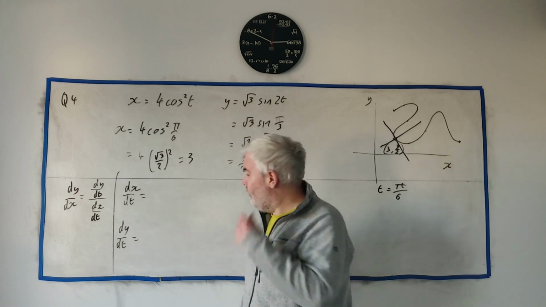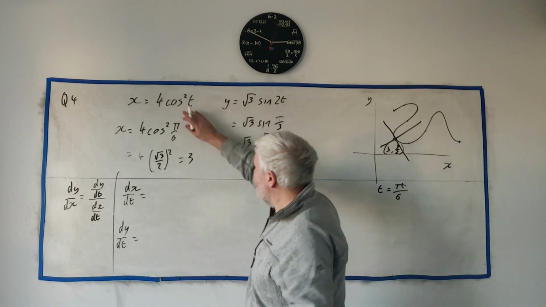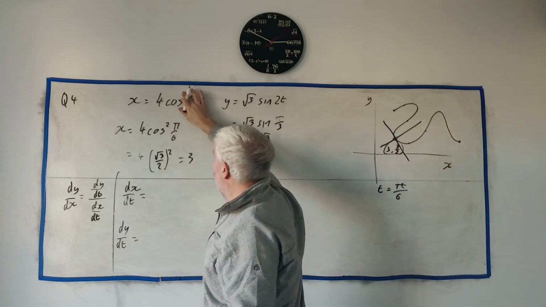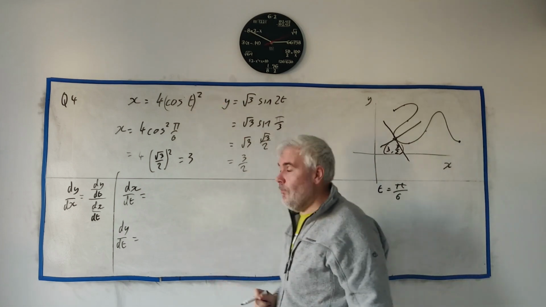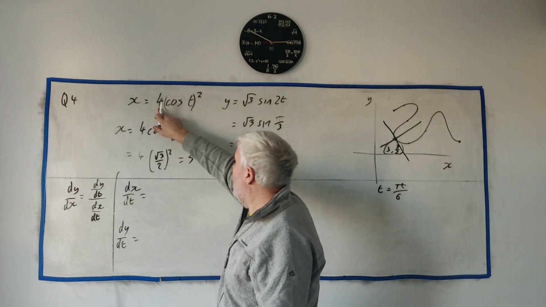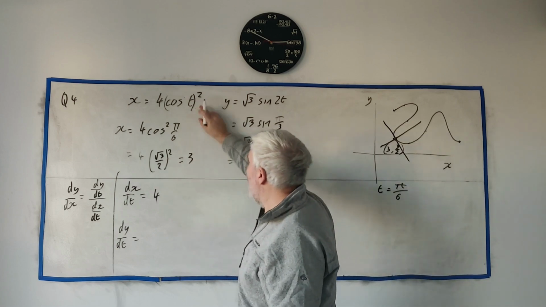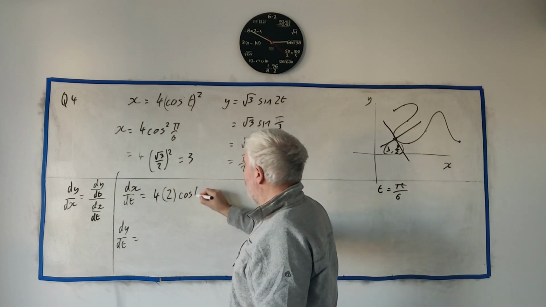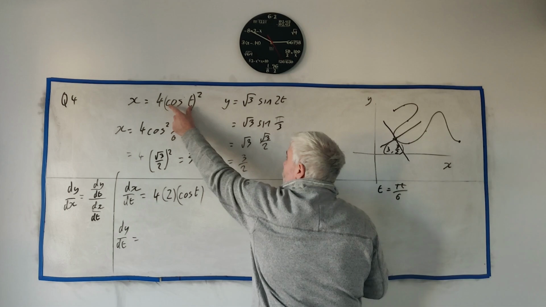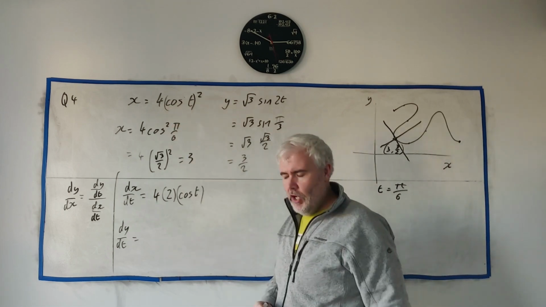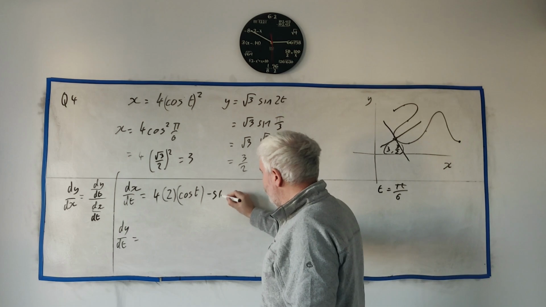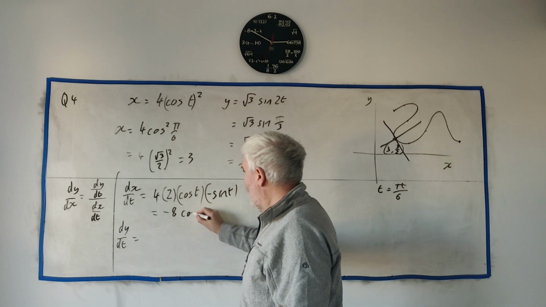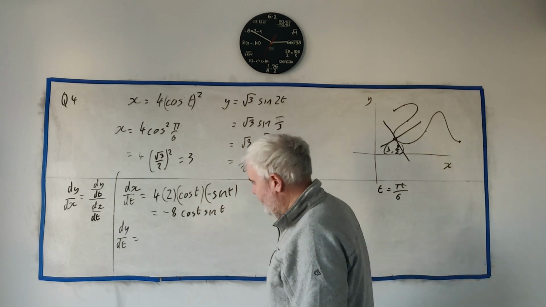Let's just differentiate them first. dx/dt, we're going to need to use the chain rule here. This is something complicated happening. Remember, this is something squared. So the chain rule will tell us 4. So let's put the 4 in. Let's do the complicated thing first. That's 2 multiplied by cosine t, and then differentiate what's inside. The derivative of cosine is a minus sine t. Clean all that up, we get minus 8 cosine t sine t.